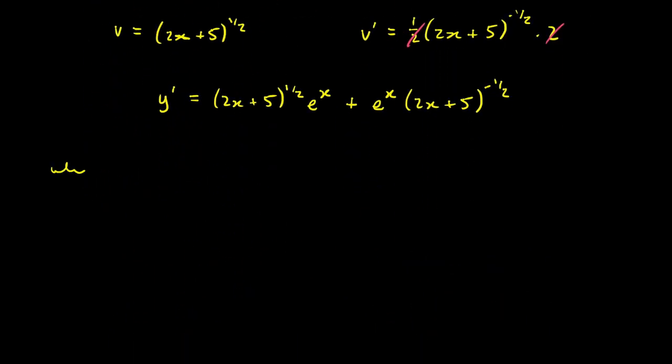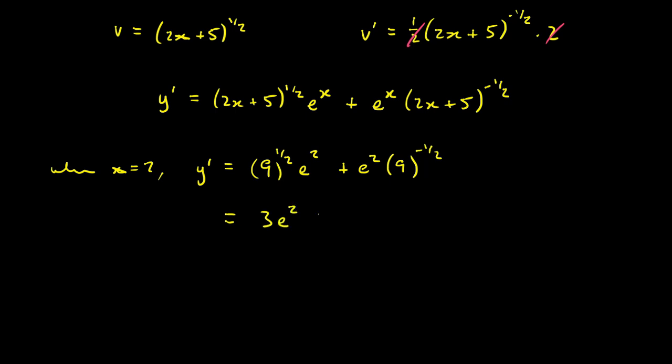So when x is equal to 2, y prime is equal to 2 times 2, which is 4, plus 5, is 9 to the power of a half, e to the power of 2, plus e to the power of 2, 2x plus 5, which again is 9 to the power of minus a half. Okay, so what's 9 to the power of a half? It's the same thing as the square root of 9, which is 3. So we've got 3e squared. And what is 9 to the power minus a half?